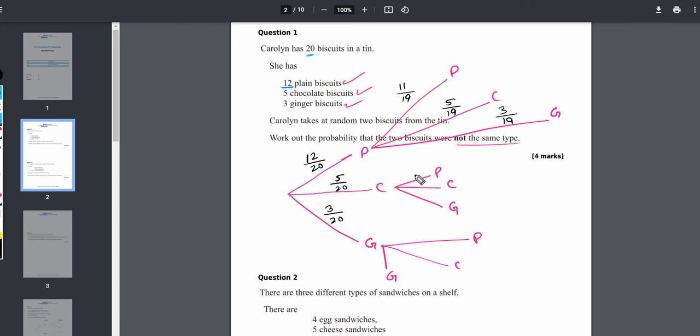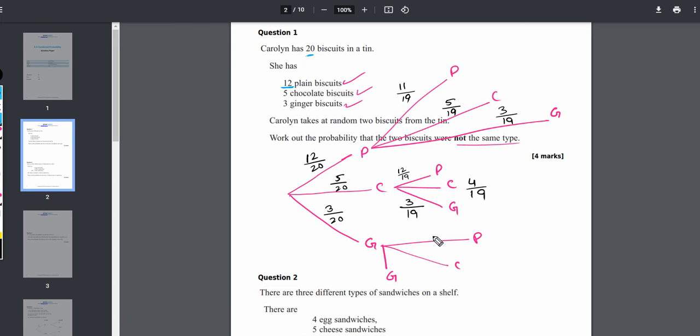Similarly for this one, the plain biscuits are 12 over 19. For chocolate, now one chocolate biscuit has already been chosen, so the remaining chocolate biscuits are 4, so it will be 4 over 19. So the plain are here. Alright, so the next one for the ginger, it will be 3 over 19. This is 19 over here.